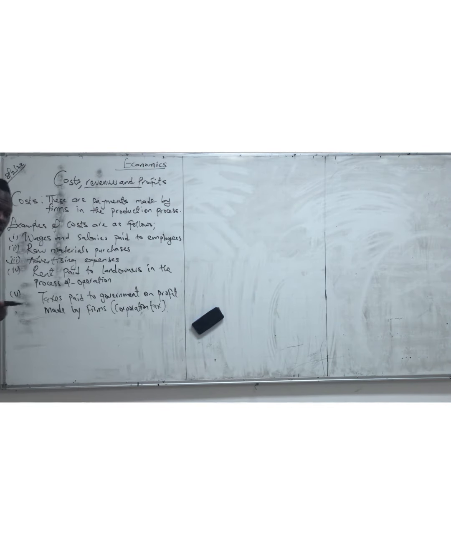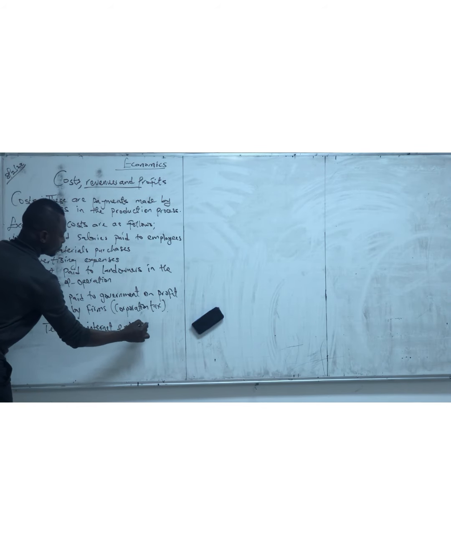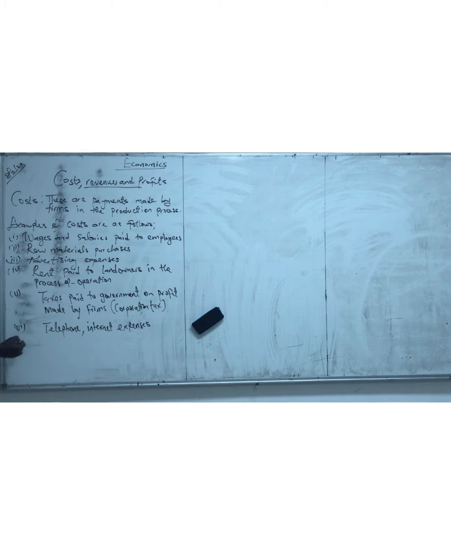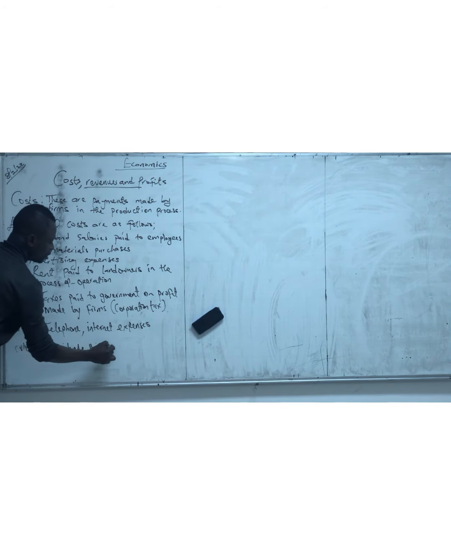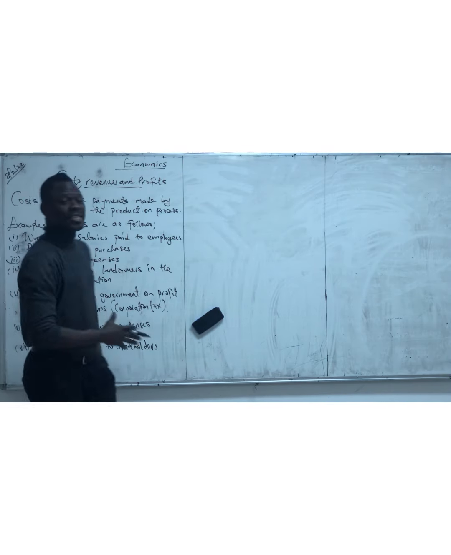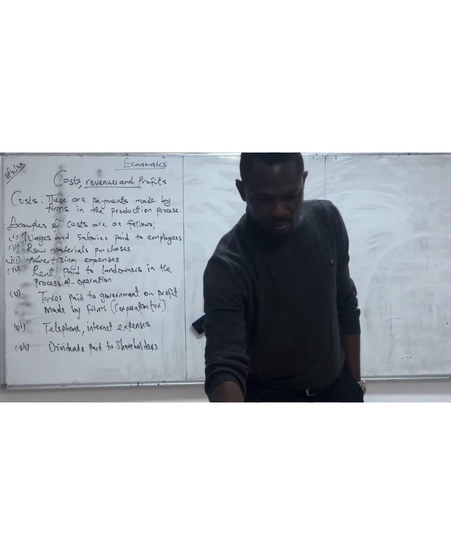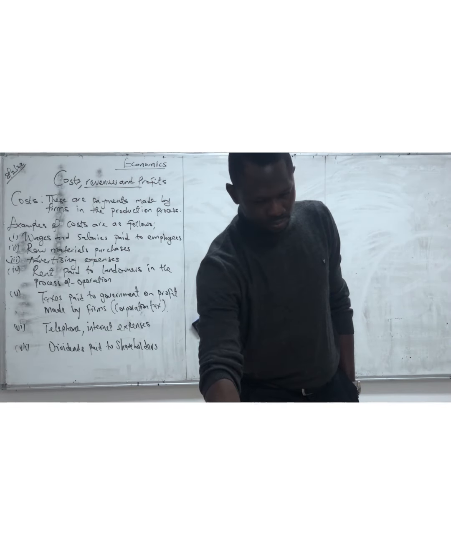So also here, we talk about telephone expenses, internet expenses. Dividends you have to pay, dividends paid to shareholders. So all these are the types of costs we have. Is it clear? Is it clear, please? Yeah.